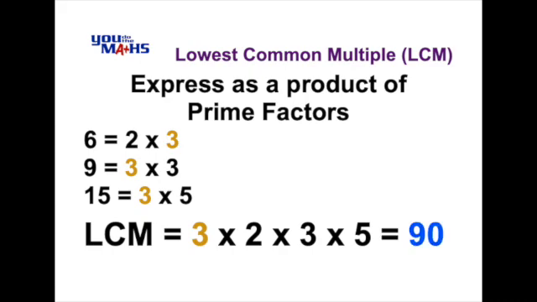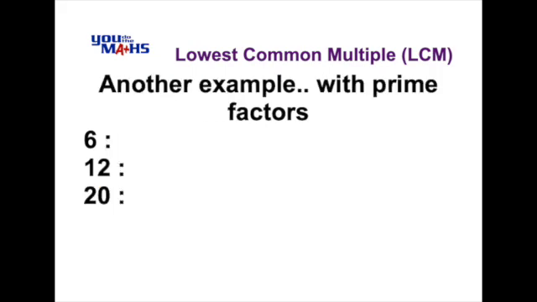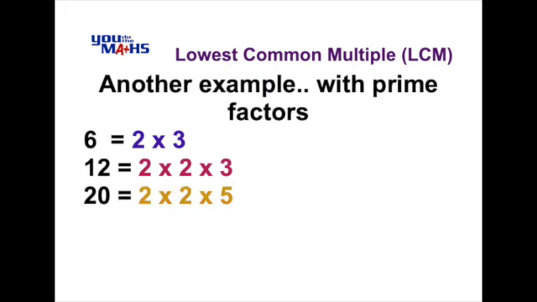Let's have a look at another example, again using prime factors, and we've got the numbers 6, 12 and 20. So what we'll do again is check each of those numbers as a product of their prime factors. 6 is equal to 2 multiplied by 3. 12 can be expressed as 2 multiplied by 2 multiplied by 3. And 20 can be expressed as 2 multiplied by 2 by 5.